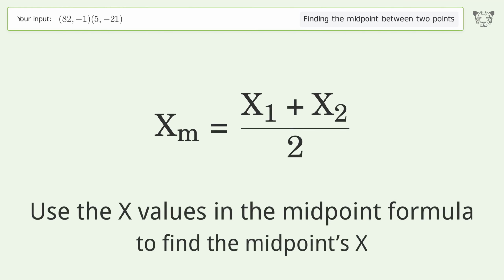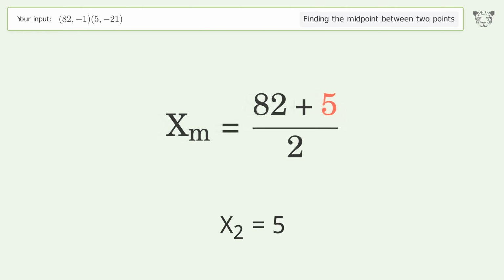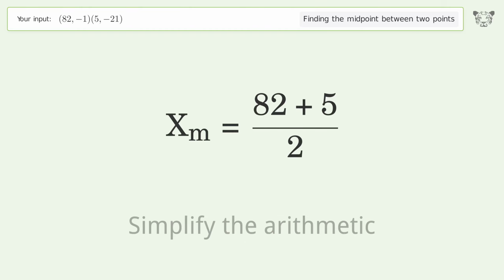Use the x values in the midpoint formula to find the midpoint's x. x1 equals 82. x2 equals 5. Simplify the arithmetic.